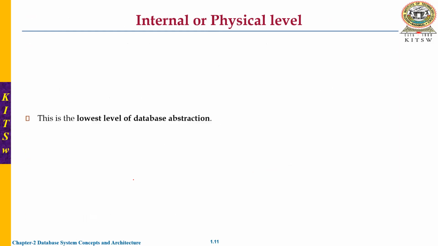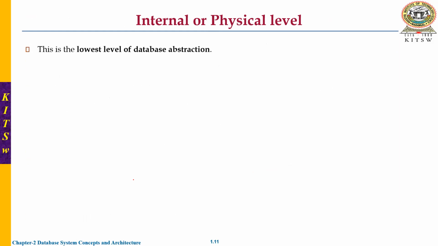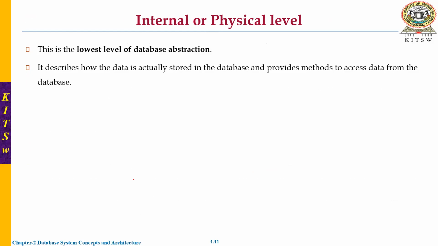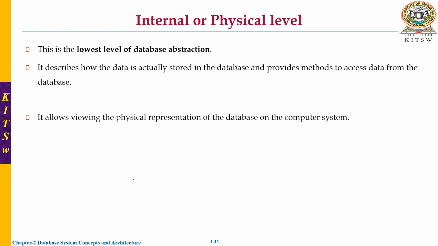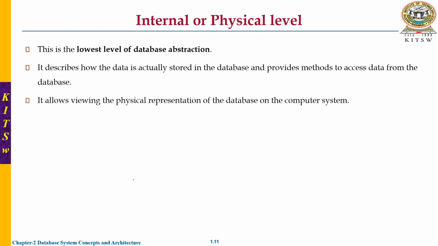Internal or physical level is the lowest level. Here the data abstraction is also lowest. If you enter this level, you can see the database and check the description of all the database. You can check the metadata and everything. It describes how the data is actually stored in the database and provides methods to access data from the database, like how you retrieve the data, like select star from employee table, right? Like that, you retrieve it here. It allows viewing the physical representation of the database on the computer system.